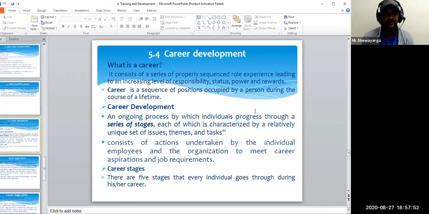First, what is career? Career consists of a series of properly sequenced role experiences leading to an increased level of responsibility, status, power, and rewards. Which means career is a sequence of positions occupied by a person during the course of his or her lifetime.